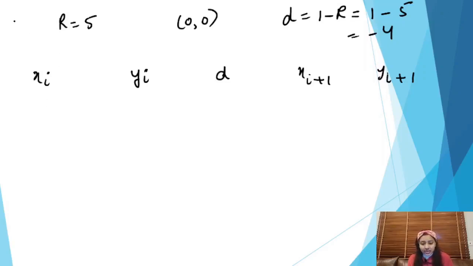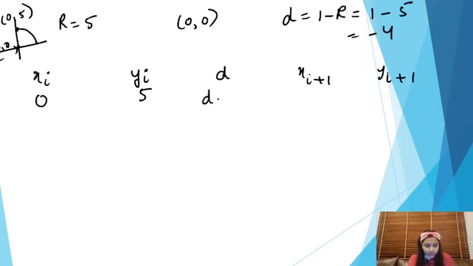Our first pixel is, now we know that we are starting, this is center 0, 0, and we are starting from this point, and this point is 0, 5. So the first pixel is 0, 5. The value of d initial comes out to be minus 4, which is less than 0. And if the value of d is less than 0, then we choose the east pixel. So for each pixel, the value of x is incremented and y is same. So the value of x is incremented as 1 and the value of y remains same, that is 5.